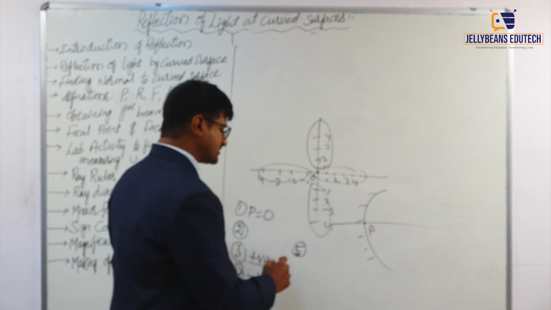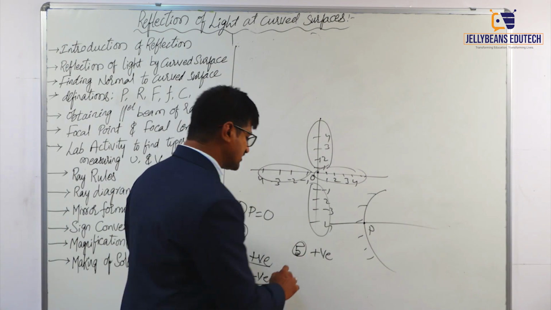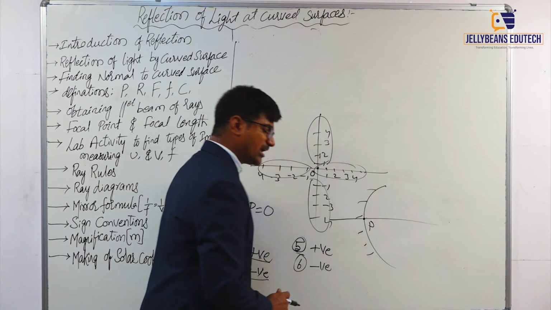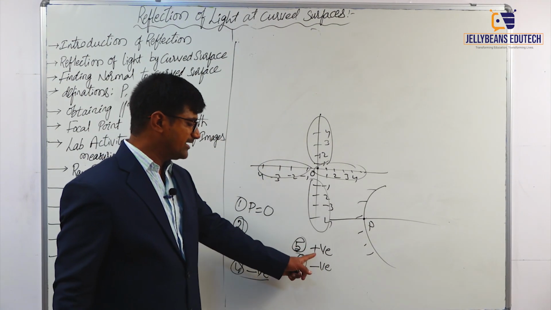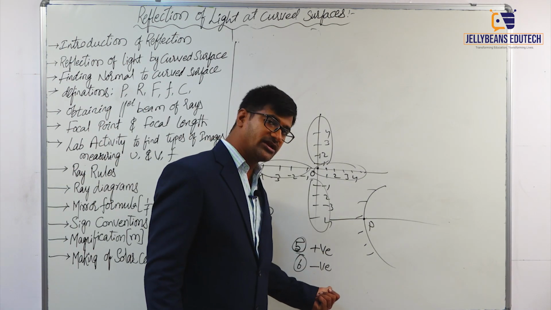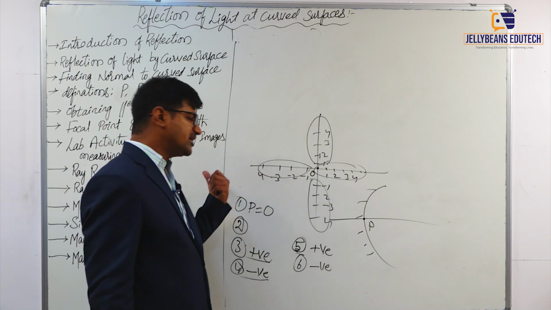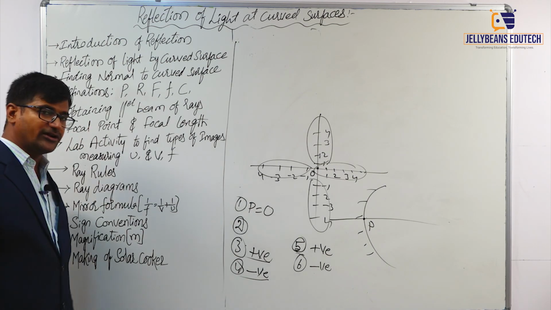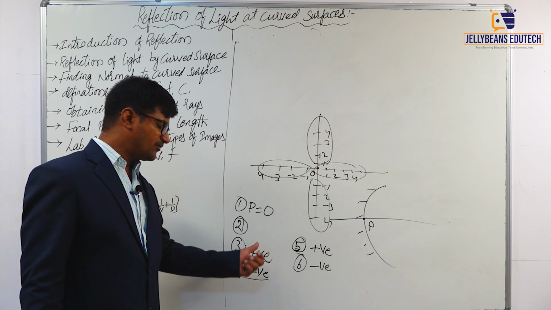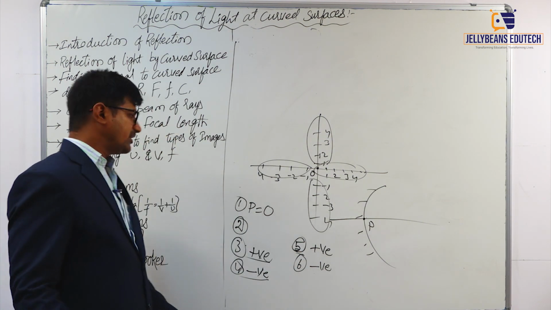Above the principal axis, the height of an object is positive, and below the principal axis, the height of an object is negative. Below the principal axis, the height of an object or an image is considered negative. So in this way, we consider the sign conventions for an object distance, an image distance, a focal length, a height of an object and a height of an image.